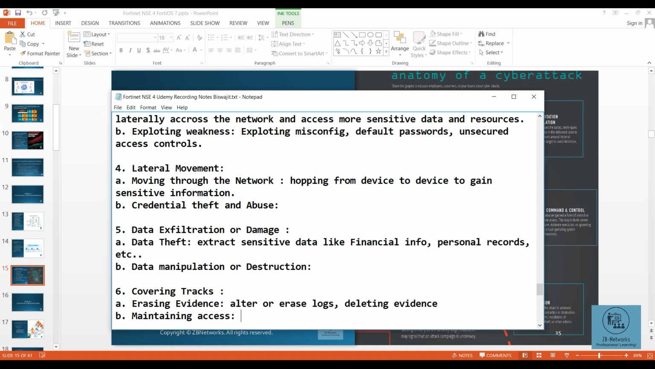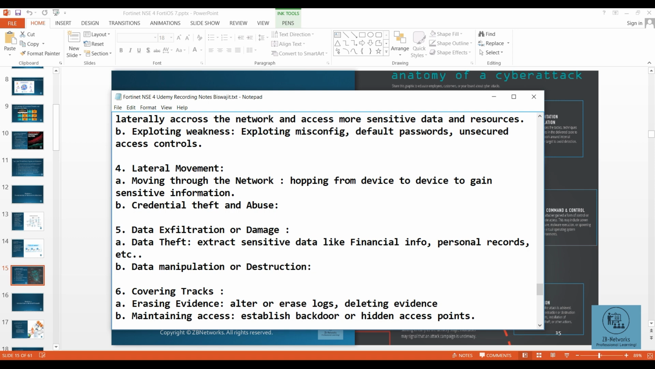In this stage, as the name says, the attacker would like to establish backdoors or hidden access points that will enable the attackers to maintain persistence within the compromised system for future exploitation.